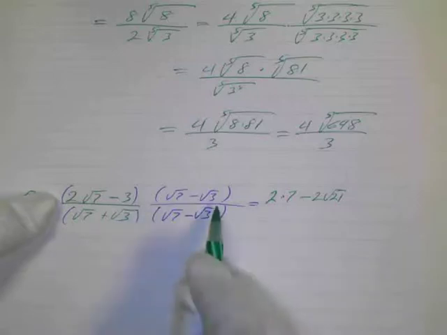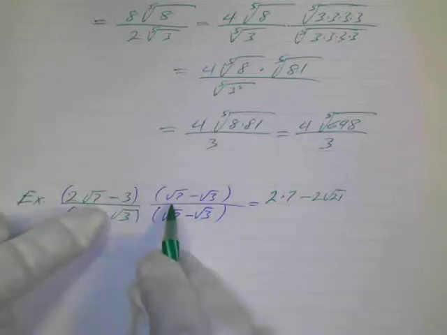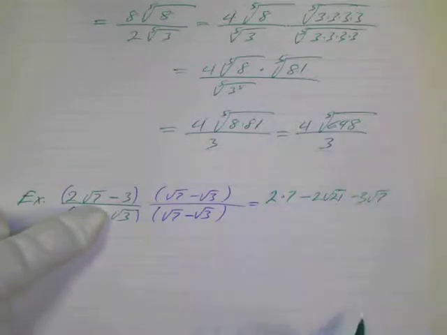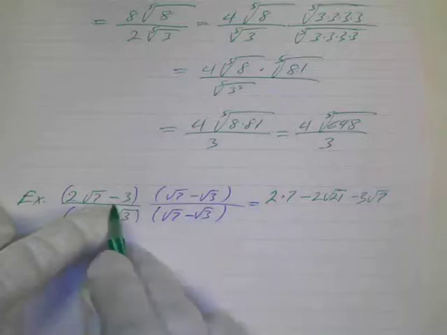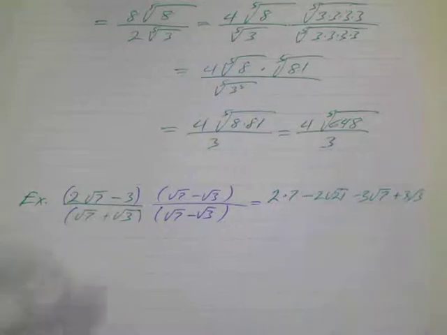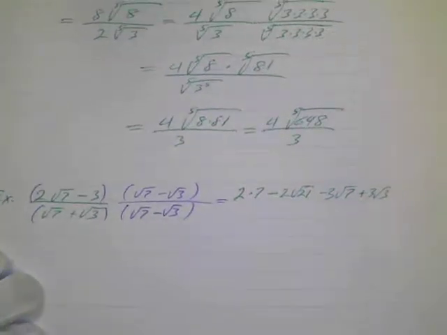And then my inside terms are going to be negative 3 times the square root of 7. And my last terms are going to be a negative times a negative is positive, and then 3 times the square root of 3. So it's kind of messy like my last one.